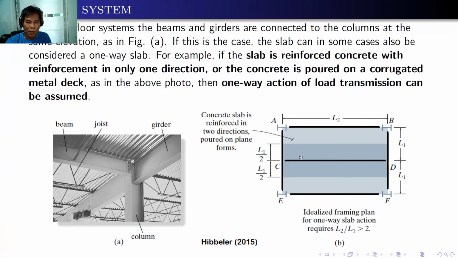We have a concrete slab which is reinforced in two directions, poured on plane forms. Normally in this diagram you can see the force will be transferred in one direction only. But take note that one-way slab action requires that the ratio between the slab lengths L2 over L1 should be greater than 2. But if the ratio between L2 and L1 is less than 2, then the action will become two-way action, meaning the forces will be transferred in one direction and in the other direction, which is perpendicular to it. So we call it two-way action, and normally the slab will become a two-way slab.